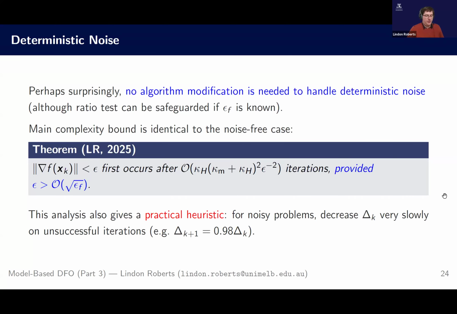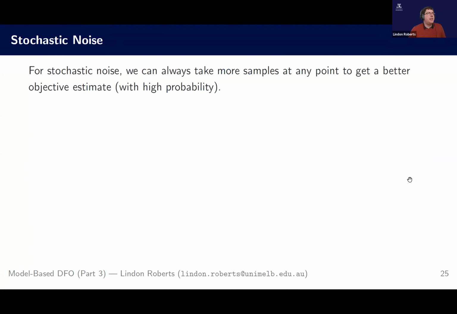What about the case of stochastic noise? So for stochastic noise, as I say, we can always get better objective estimates if we take more samples and do something like averaging with high probability. As I say, when there's stochastic noise, there's always a chance of things going wrong. But in general, we can take more samples, we can get better estimates. So the first question we need to ask is, if we want to run our algorithm with noisy estimates of function values, how accurate do they need to be?